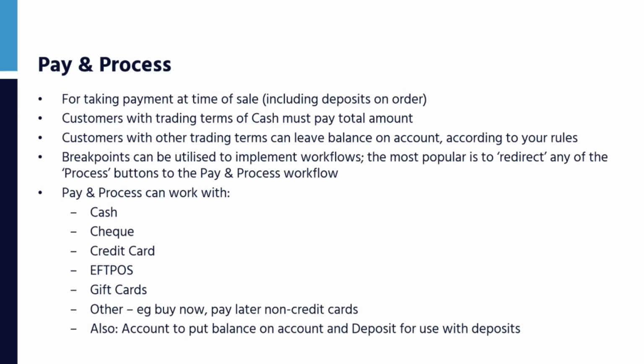And when you're doing a sales invoice and you're using pay and process, if a customer has trading terms of cash, then they have to pay the total amount. But if a customer has other trading terms, and they want to pay a little bit when you're processing the invoice, then you can put the balance on the account as well. So that's up to you. You can set those rules, and the rules that we set are that cash people must pay the entire amount if you're using pay and process.